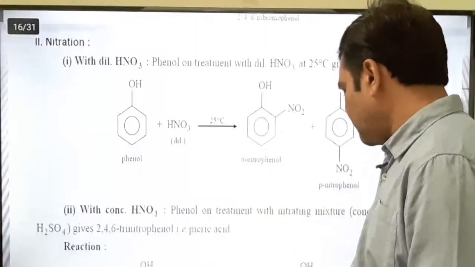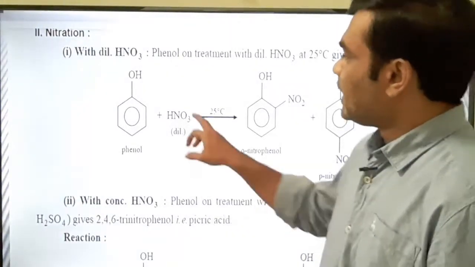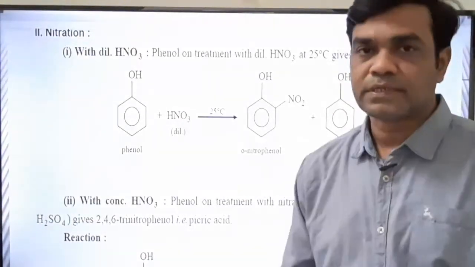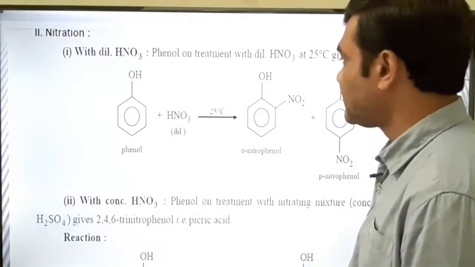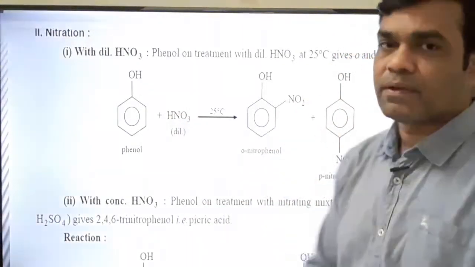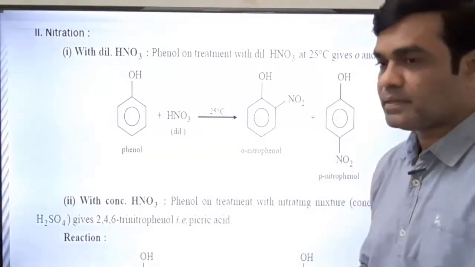Then the second electrophilic substitution reaction is nitration. Nitric acid is used as a nitrating mixture. You may use HNO3 plus concentrated H2SO4. Phenol undergoes nitration and we get ortho and para nitrophenol. Again, para is major, ortho is minor product in nitration.